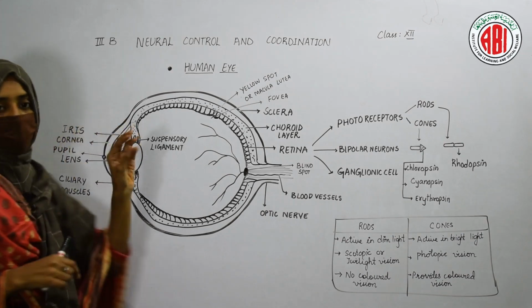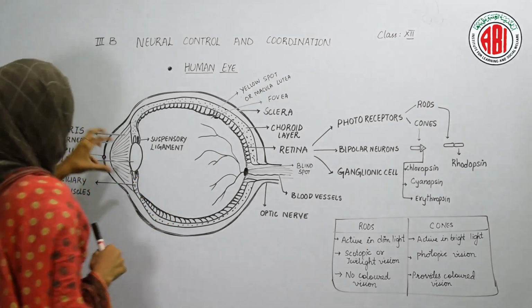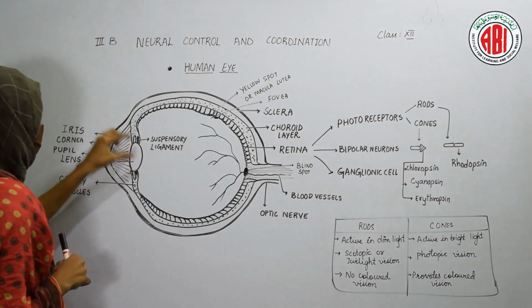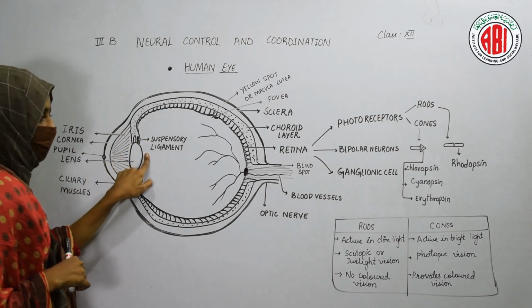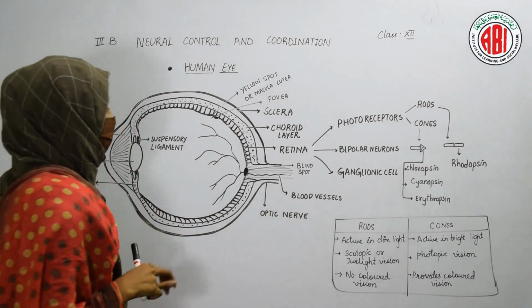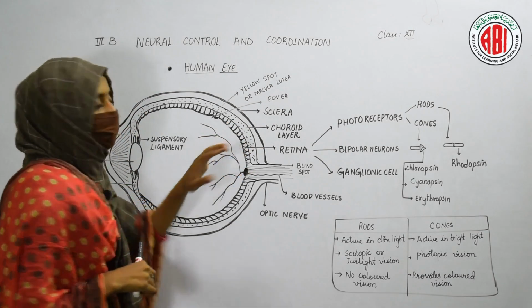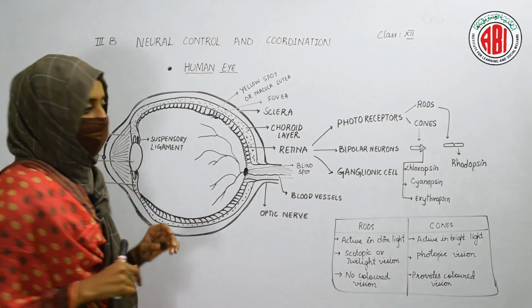Ciliary muscles show some thin thread-like structures that attach to the lens of our eye. Those thread-like structures are called suspensory ligaments, which attach to the lens. This is about the choroid layer. The third one is retina. It is the innermost and very important layer of our eye.